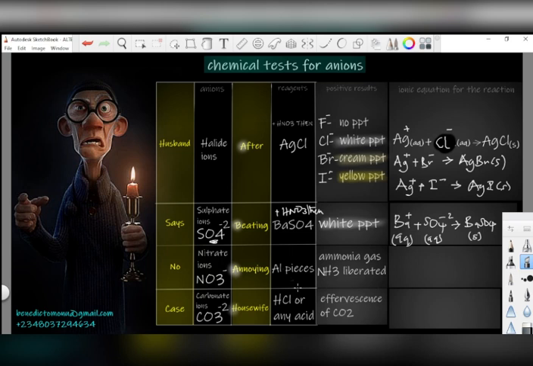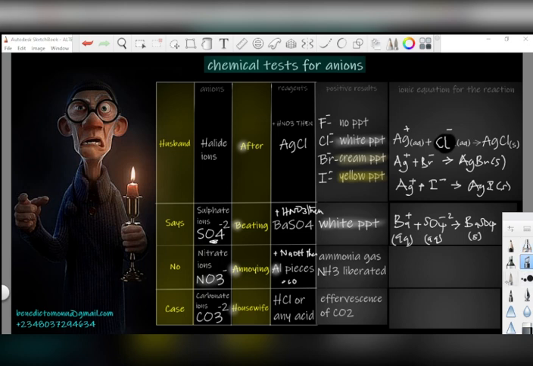For the nitrate ion, you will not hear anything like adding nitric acid. You would add aqueous sodium hydroxide, then pieces of aluminum will be put in that reaction. But where you would pay attention is the aluminum pieces. Once you hear aluminum pieces, you think of the nitrate ion, and that means you are testing for the nitrate ion. And what is the result for that test? Ammonia gas will be made.